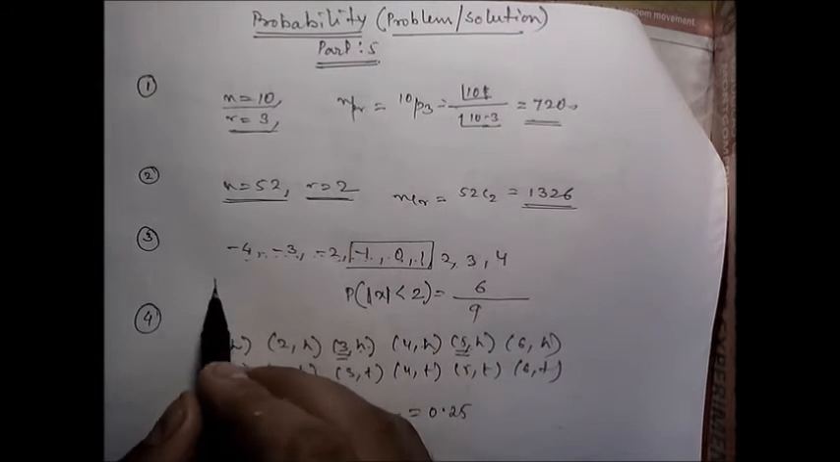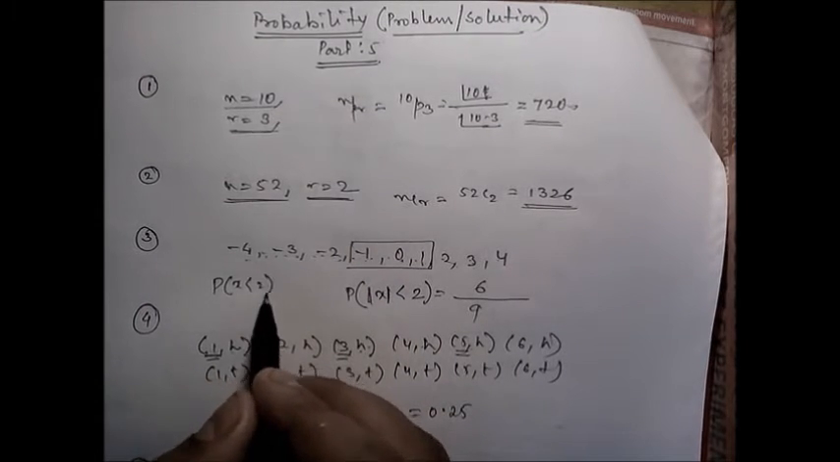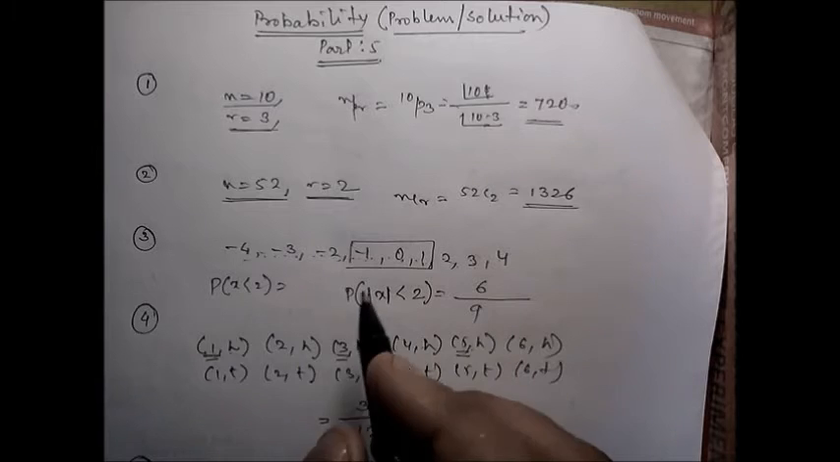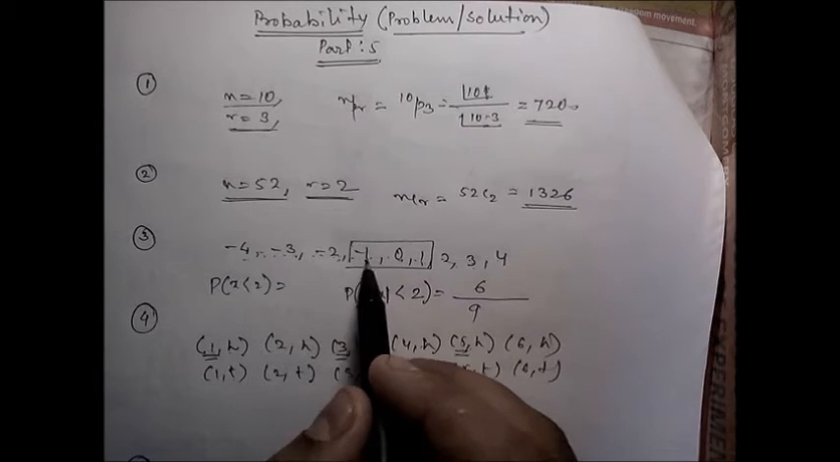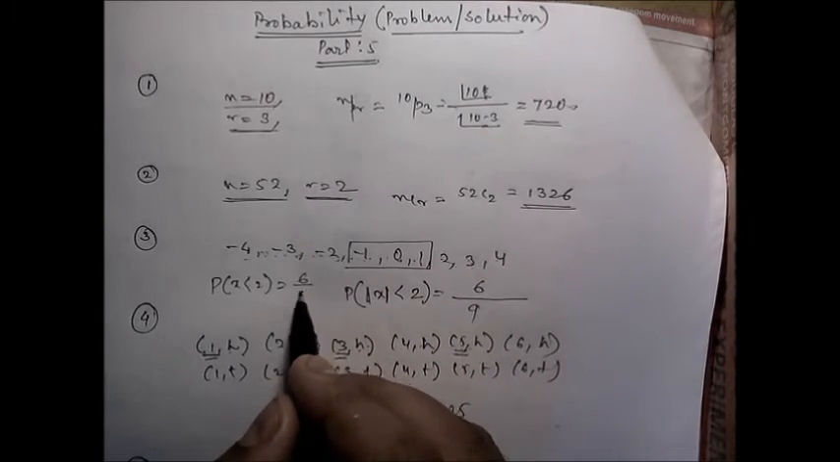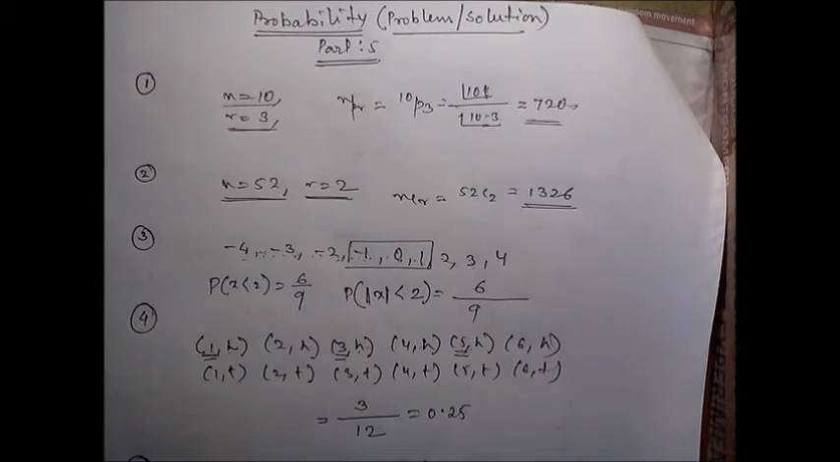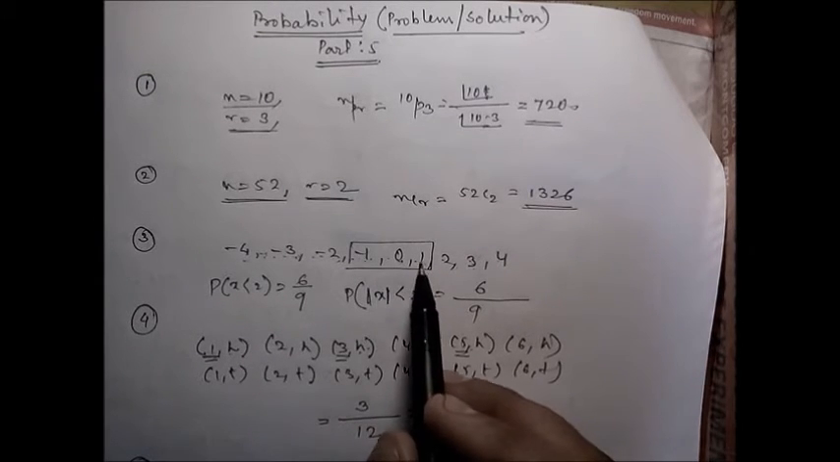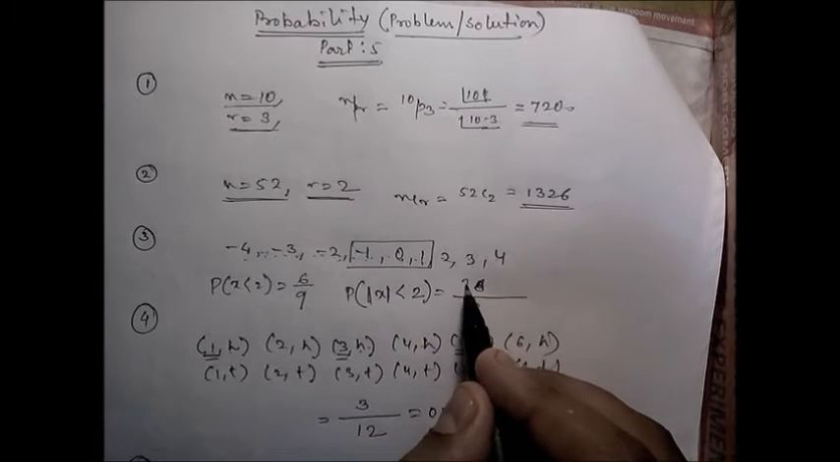Clear? So if it is like that, if it is x less than 2, the answer will be 1, 2, 3, 4, 5, 6, so 6 by 9. Okay. Now here it is mod x, so the answer should be 1, 2, 3. So here it is 3 by 9.